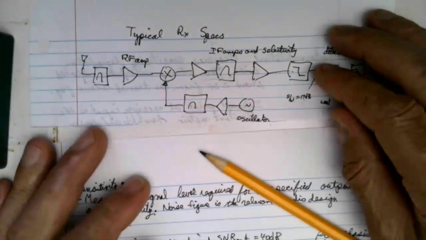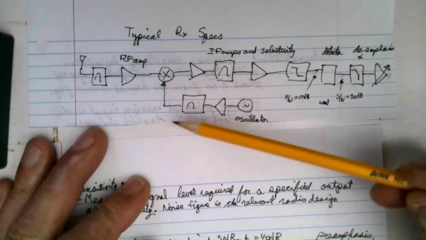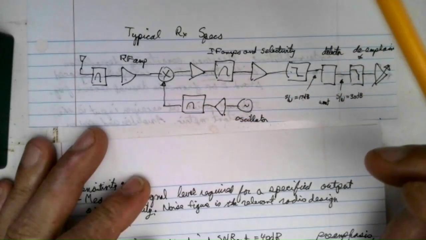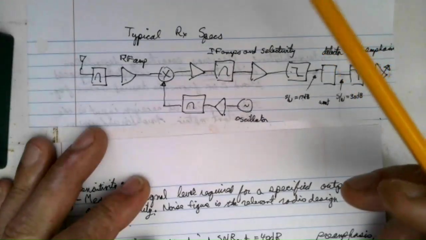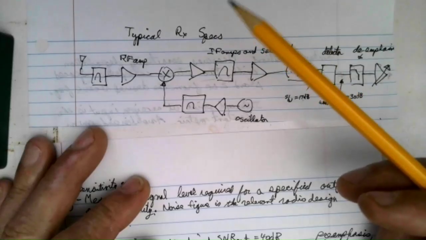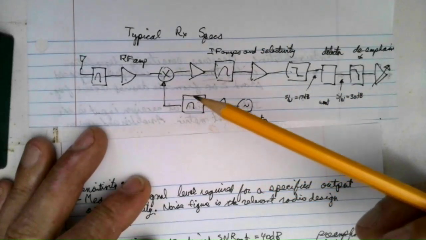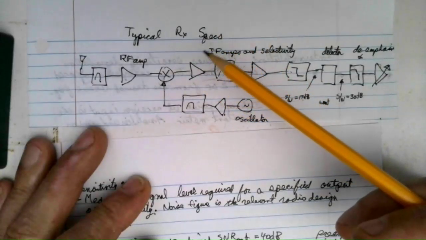Okay, now let's look at some of the receiver specs that you might see on a receiver. You won't see some of these on broadcast receivers, but on more commercial receivers you have some of these specs. Most of these specs, in fact, are on commercial receivers.